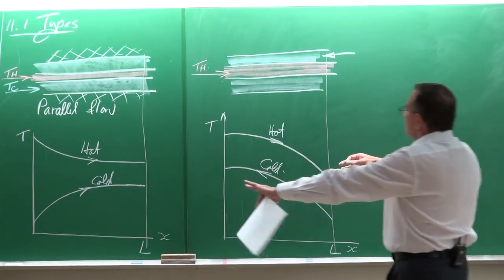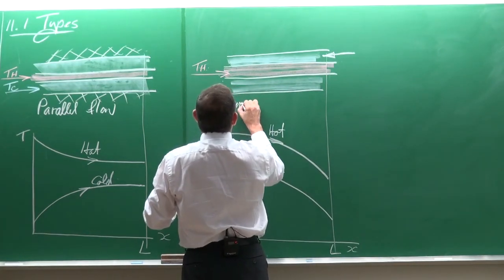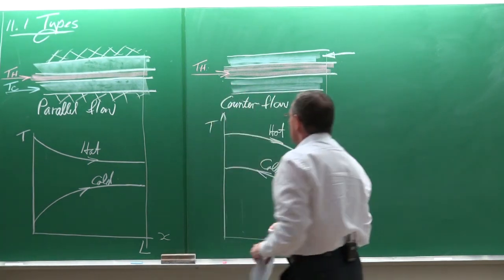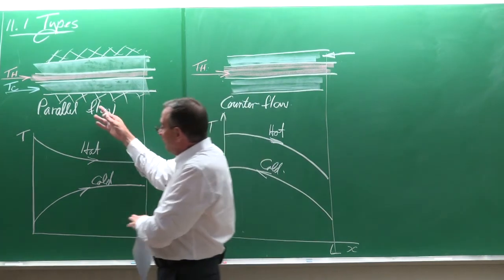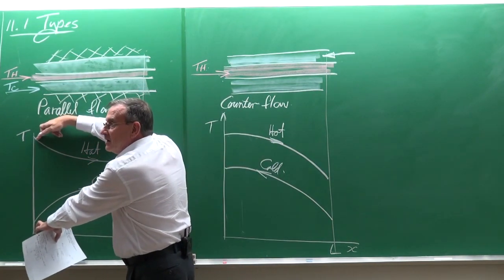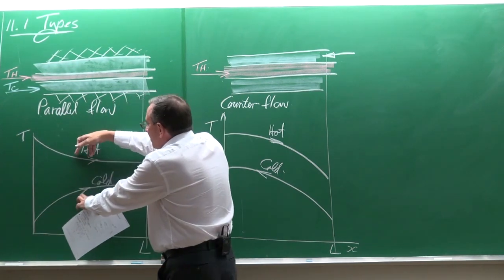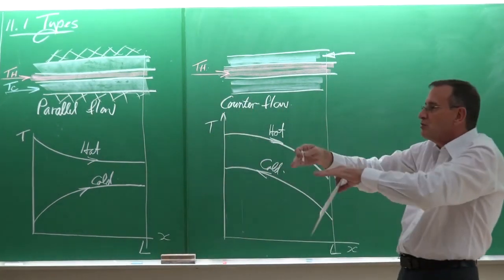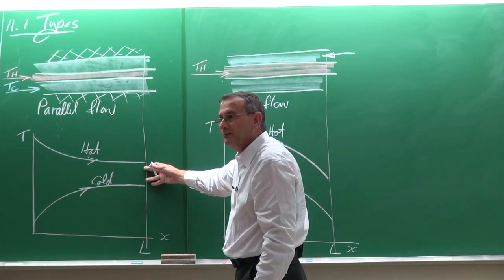So if you just look at the two graphs, this is called the counterflow heat exchanger. If you just look at the graphs, you will see that for the parallel flow heat exchanger, here at the inlet, the temperature difference is very high, which means that the heat transfer rate would be very high. But as the flow goes downstream, the temperature difference just becomes smaller and smaller, and the heat transfer rate will therefore become smaller and smaller.